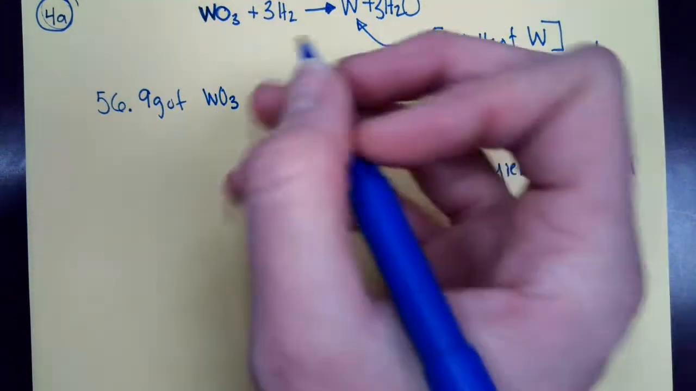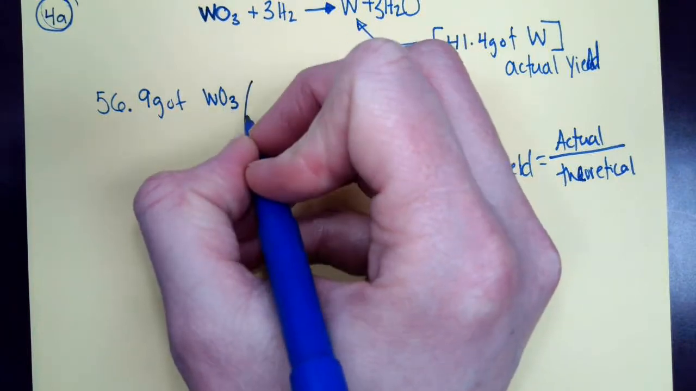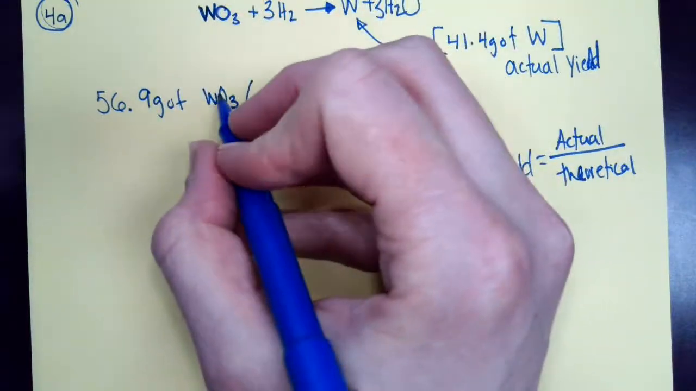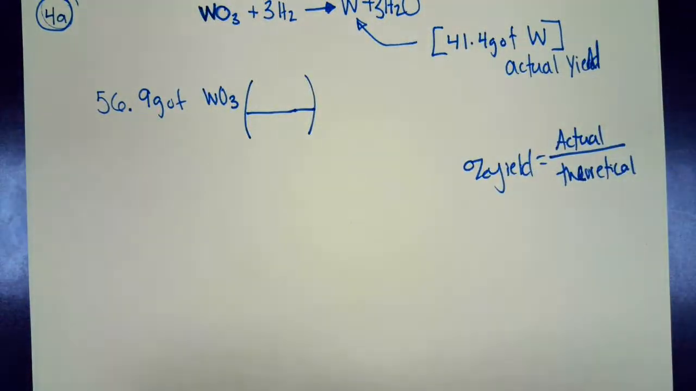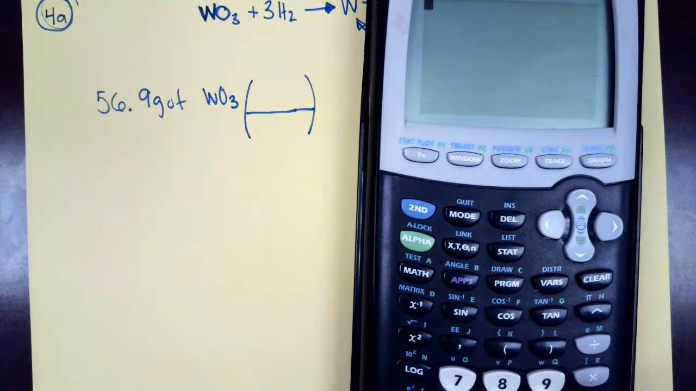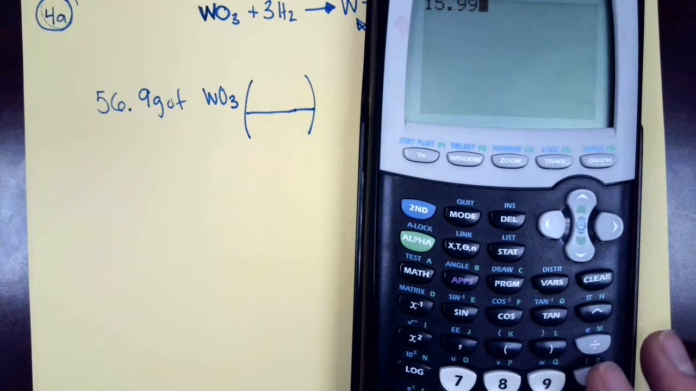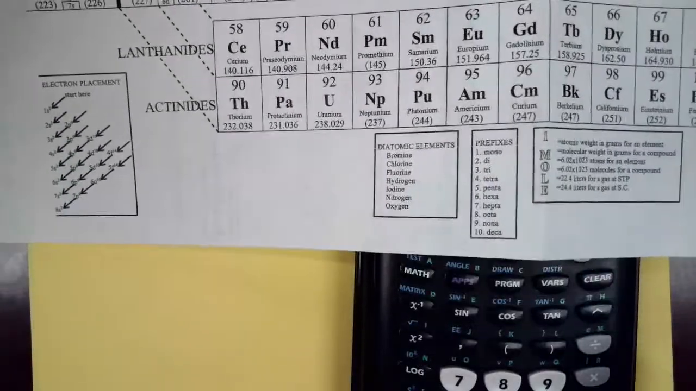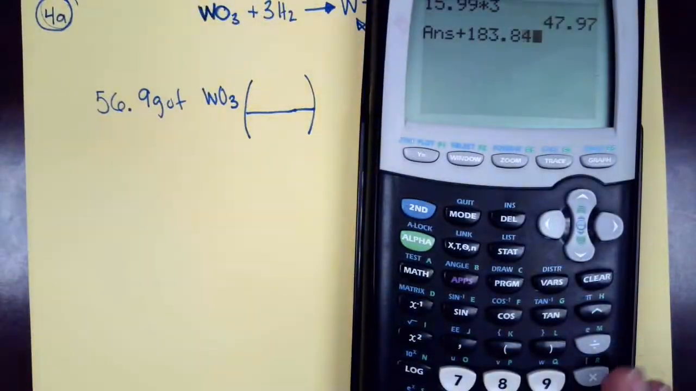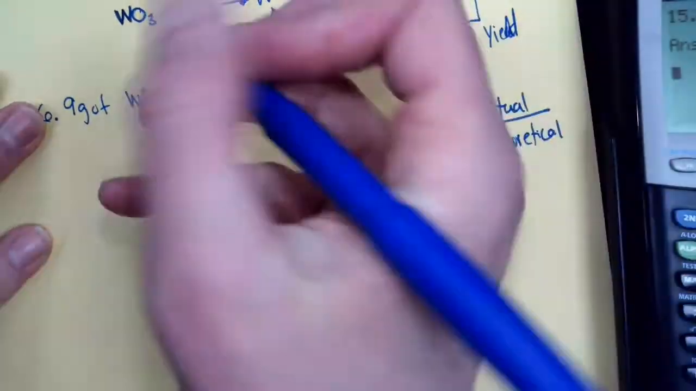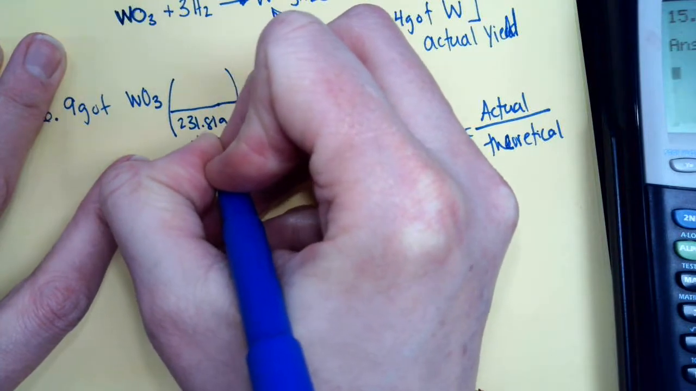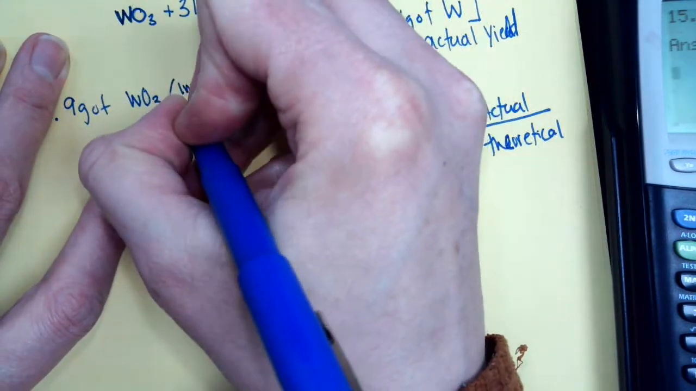So what they give us is the mass of the tungsten oxide. So stoichiometrically, we need to determine what the theoretical yield would be. So you have to find the molar mass of tungsten oxide by looking at the periodic table. We have 3 parts oxygen. It's 15.99 times 3 plus tungsten's molar mass, which is number 74, so 183.84. You get a molar mass of 231.81 grams of tungsten oxide in 1 mole tungsten oxide.